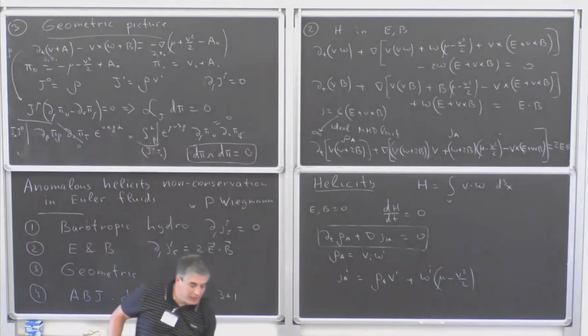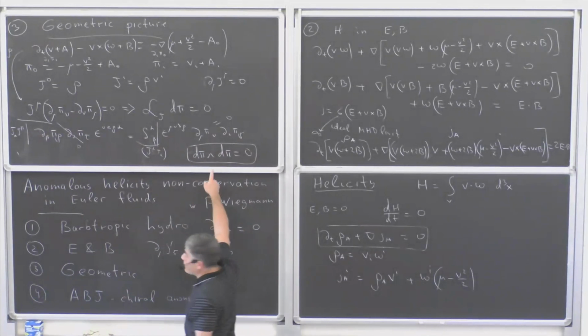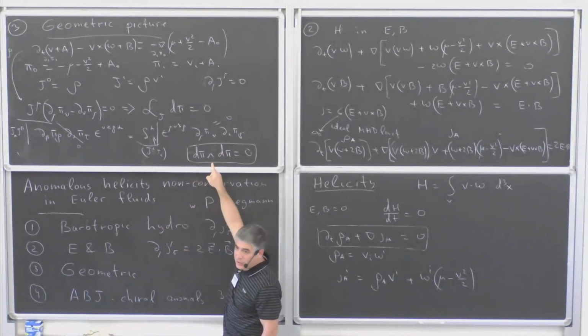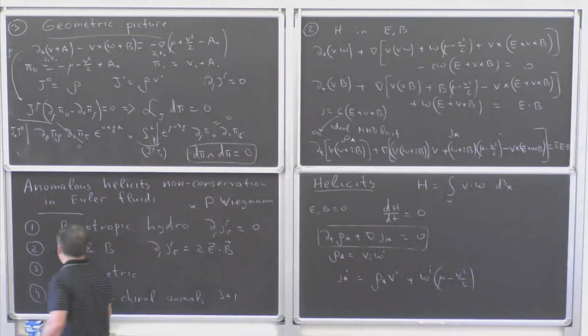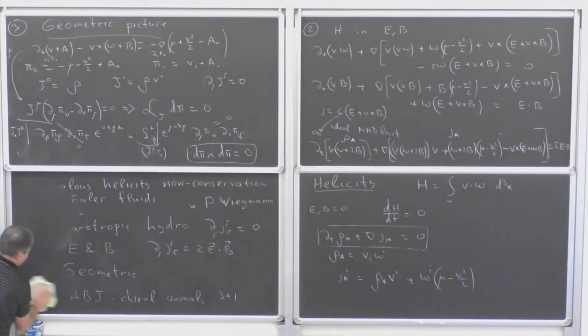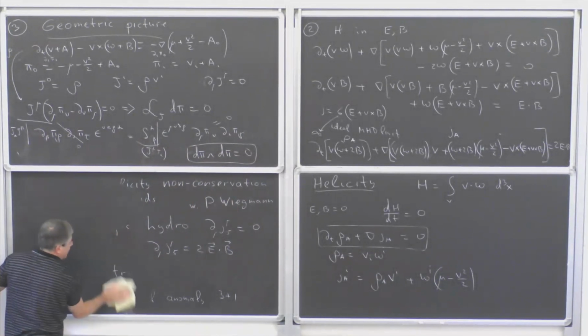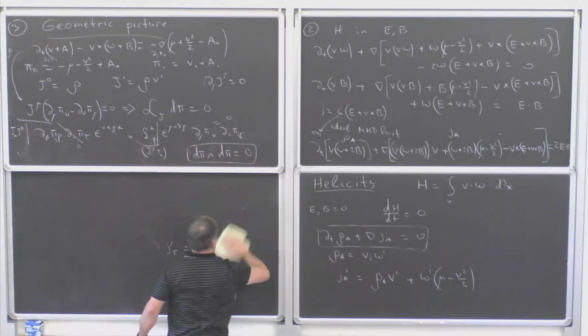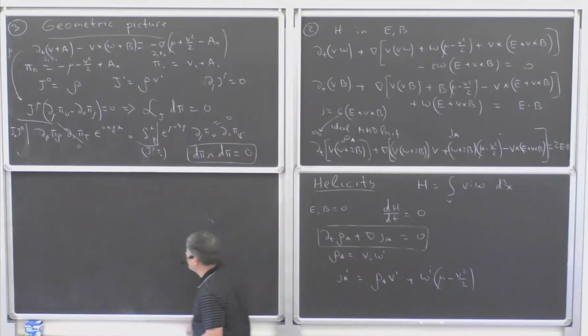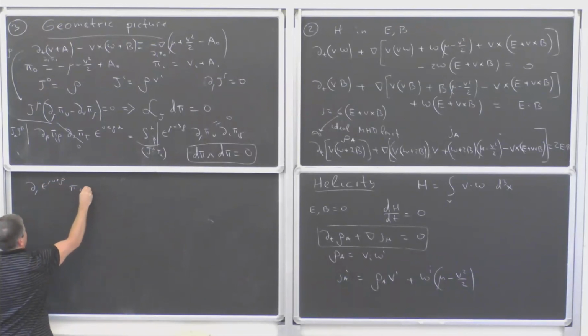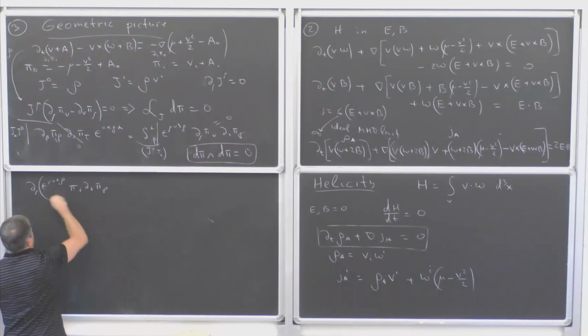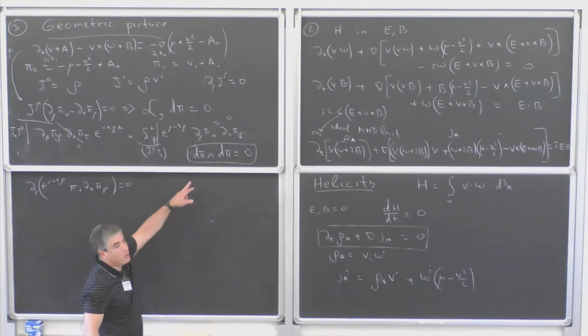So my claim is that this is essentially helicity conservation, derived in a more geometric way through the transport by the vector field J. And the way to see it is just to write ∂_μ ε^{μνλρ} π_ν ∂_λ π_ρ = 0, which is just the component way of doing that.